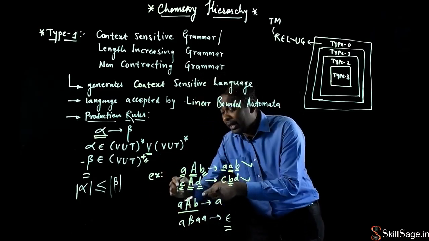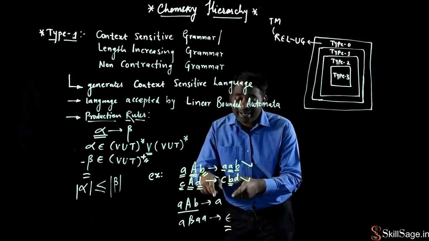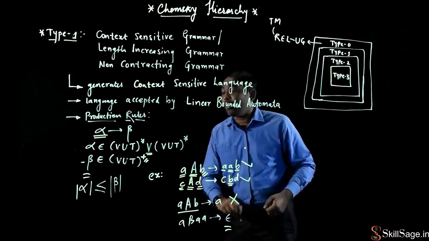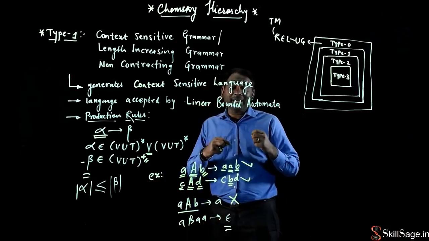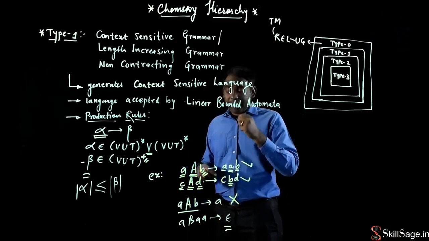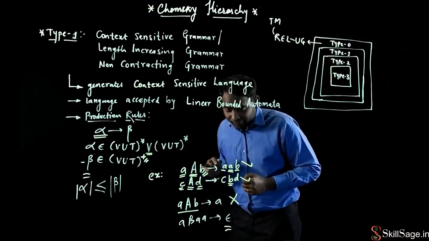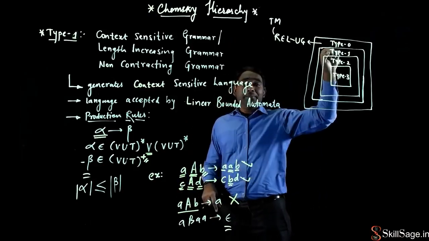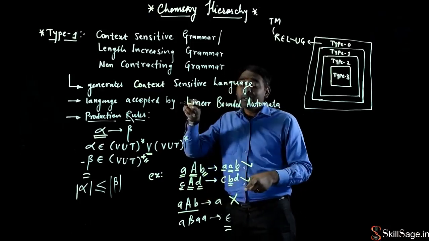That means what? Length of alpha कितना है, मेरा 3, but what is my length of beta? Length of beta है मेरा 1. So this is violating this third property, क्योंकि मेरा बीटा का लेंथ क्या चाहिए? बीटा का लेंथ should be greater than or equal to length of alpha. So even though this particular grammar was valid in type 0, it is invalid here in type 1.